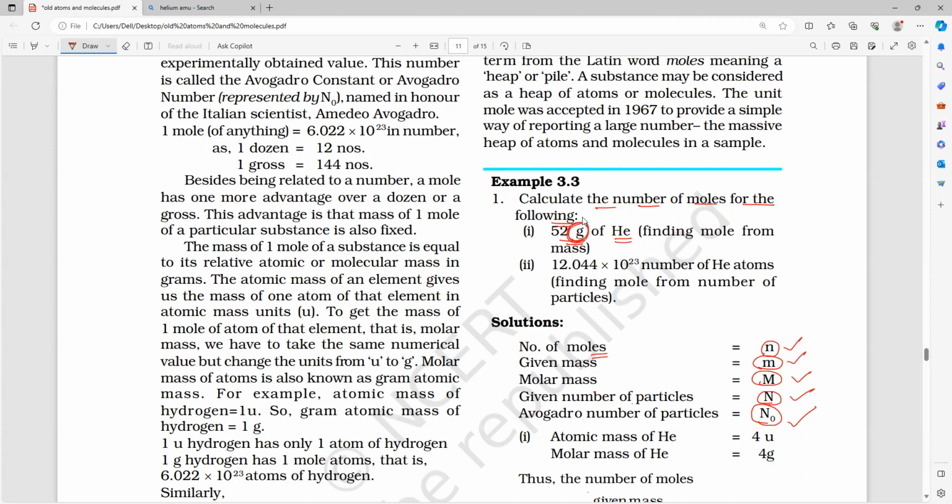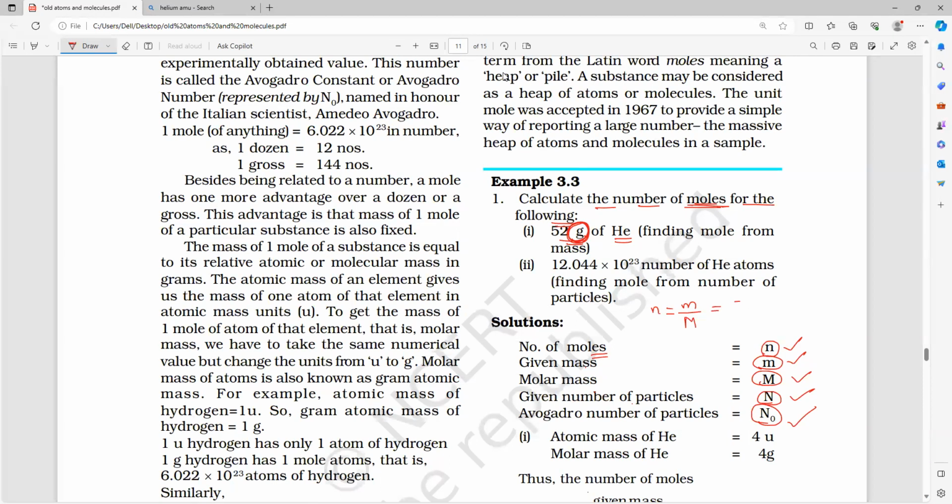So immediately I said, you calculate the what? Molar mass. That is the primary thing. Very simple. Later I will show you. So now you see, mass is given and it is asking us to calculate the moles. So we have to use the first formula or second formula? First formula. Very good.